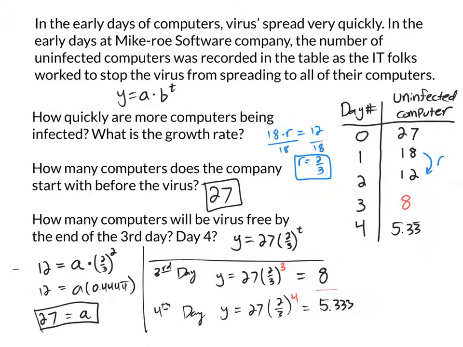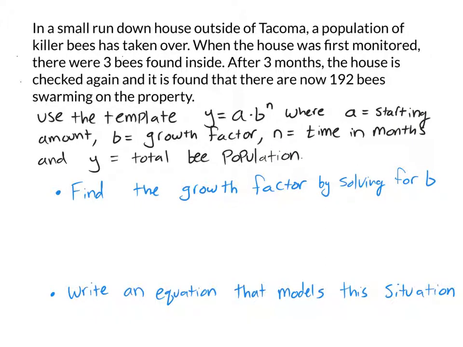One more example problem that I want to make sure that you can do with us. These are very involved problems, and you really have to understand what this y equals a times b to the t means. In a small rundown house outside of Tacoma, a population of killer bees has taken over. When the house was first monitored, there were 3 bees found inside. After 3 months, the house is checked again, and it's found that there are now 192 bees swarming on the property. Use the template y equals a times b to the n, where a is the starting amount, b is the growth factor, n is the time in months, and y is the total bee population, to find the growth factor for solving for b.